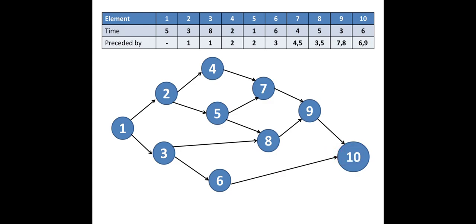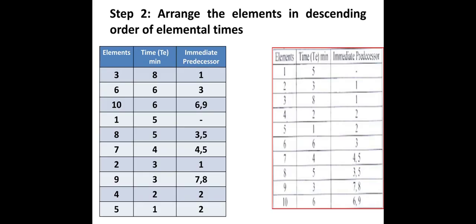So now let us go to the next step. The next step is a very easy step, that is, you need to arrange the elements in descending order of element times. So this is the given table. In the time column, you can see that element number 3 has the maximum elemental time. That's why it is arranged first here, that is 3, 8 and preceded by 1.